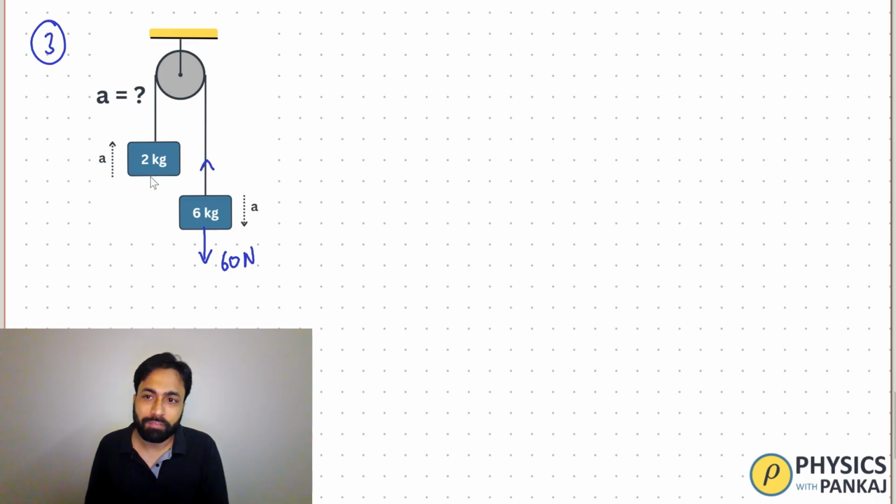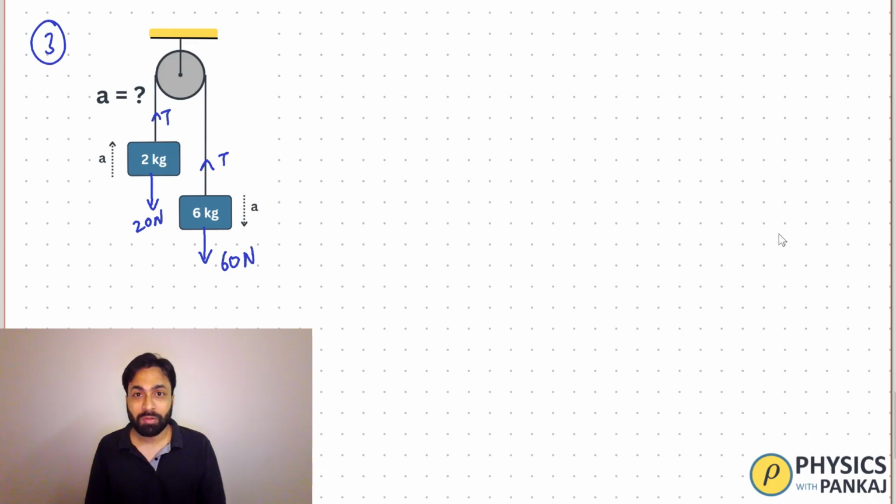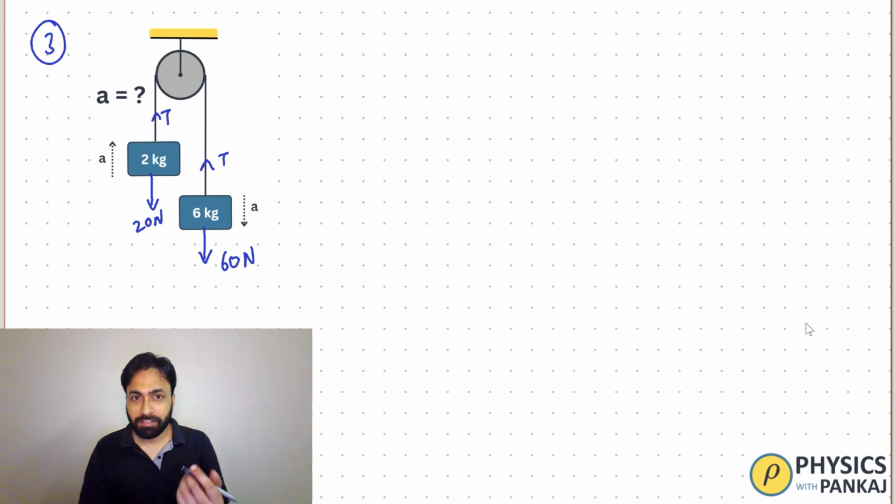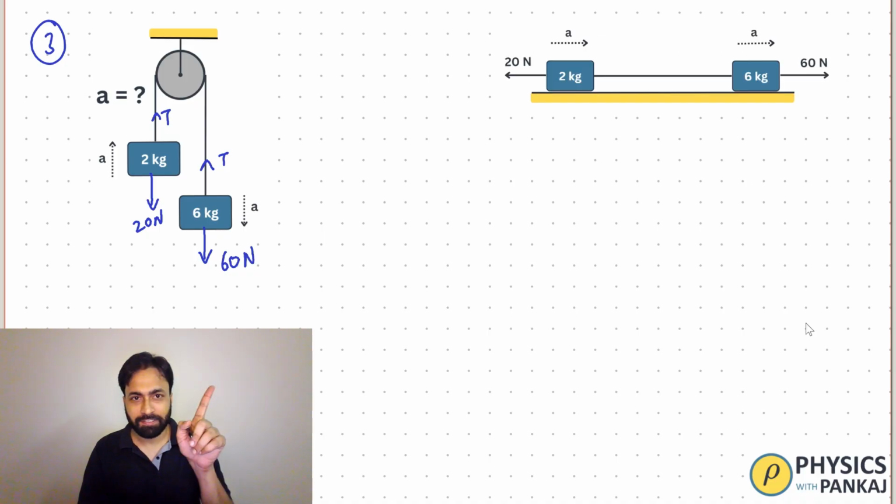On the 2 kg block, we have a 20 Newton force downwards and T upwards. However, we can still use our trick in this problem simply by doing the same thing again. We take the string and we straighten it up. And when we do that, the resulting diagram looks like this. But wait, isn't this the same diagram as the first problem? So the answer must also be the same.